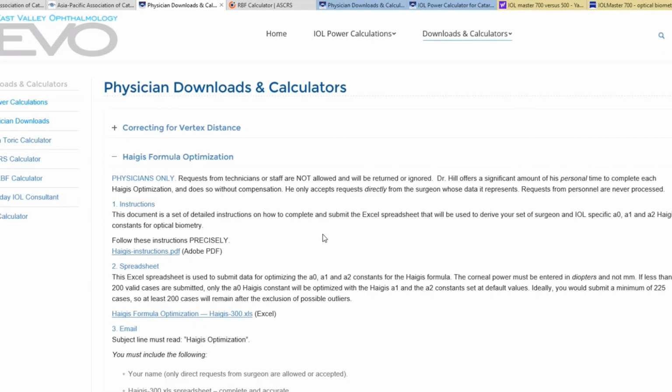Now, another way to do it is to do it on the biometers. Optical biometers like the IOL Master or even the Lenstar have a built-in personalization software that can be used to perform lens constant personalization as well. So that is another option to discuss or suggest to your surgeon. That is another option, using the biometers to do it.